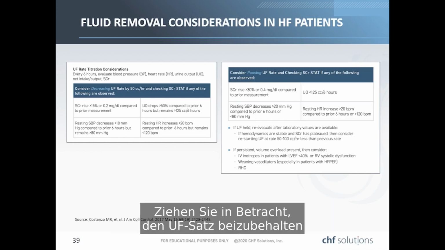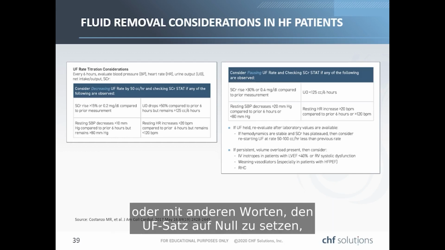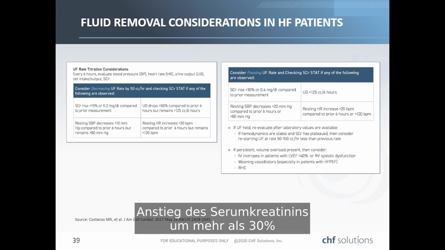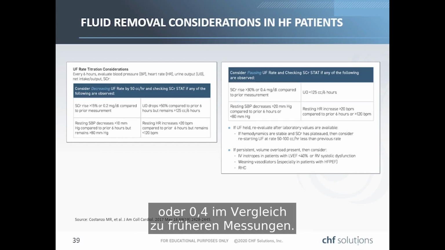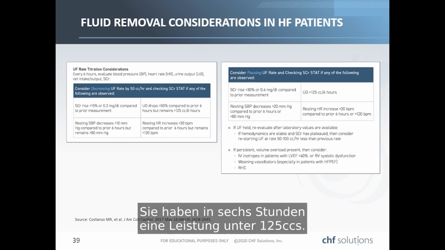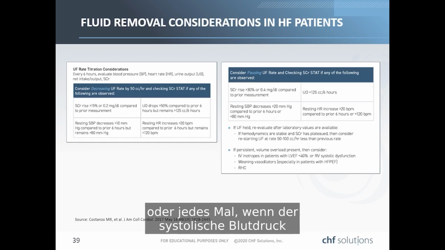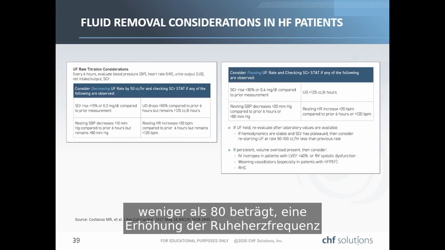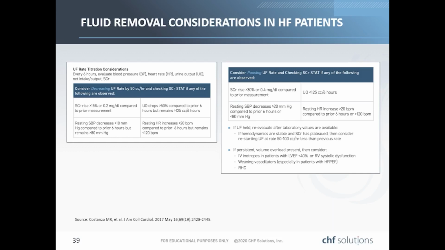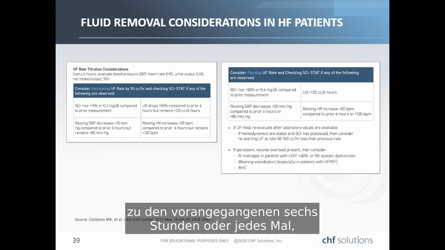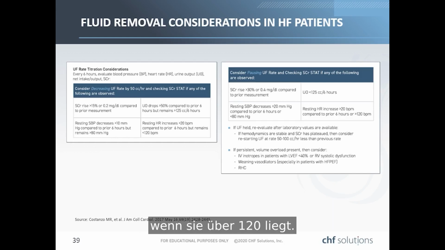Consider holding the UF rate, or in other words, setting the UF rate to 0 if any of the following are observed: serum creatinine rise over 30% or 0.4 compared to prior measurement, urine output below 125 cc's in 6 hours, resting systolic blood pressure decrease by greater than 20 millimeters mercury compared to the prior 6 hours, or any time systolic blood pressure is less than 80, a resting heart rate increase over 20 beats per minute compared to the prior 6 hours, or any time it's above 120.